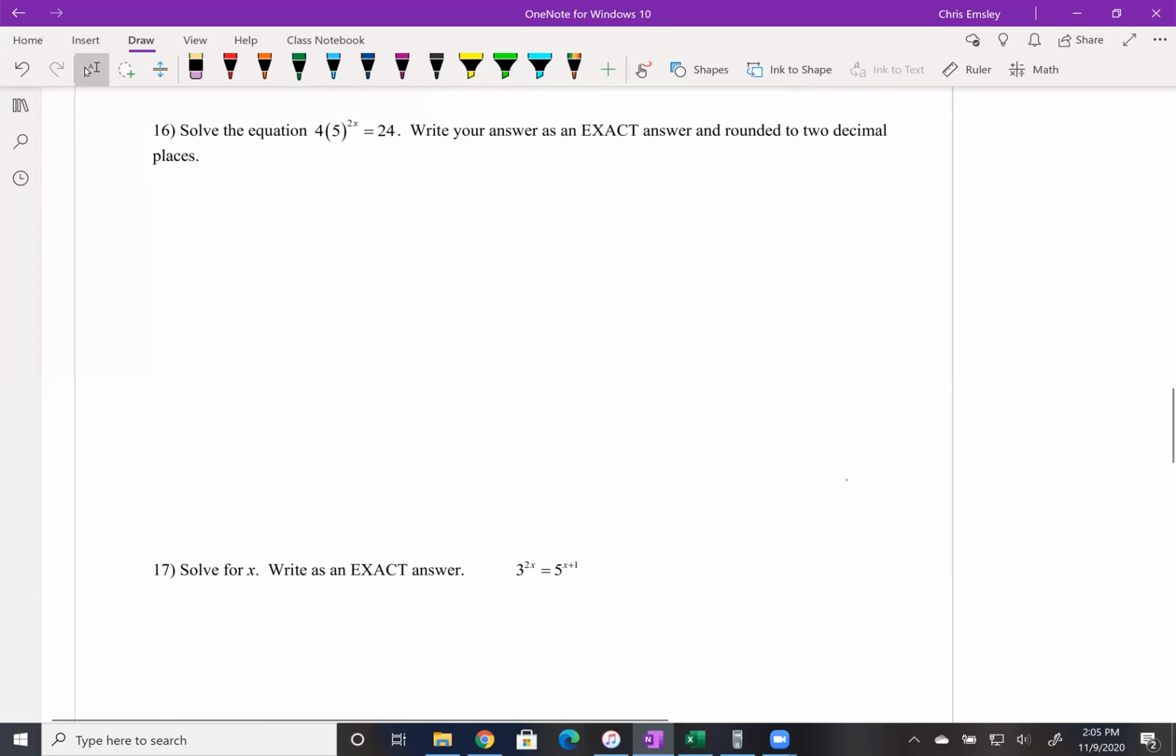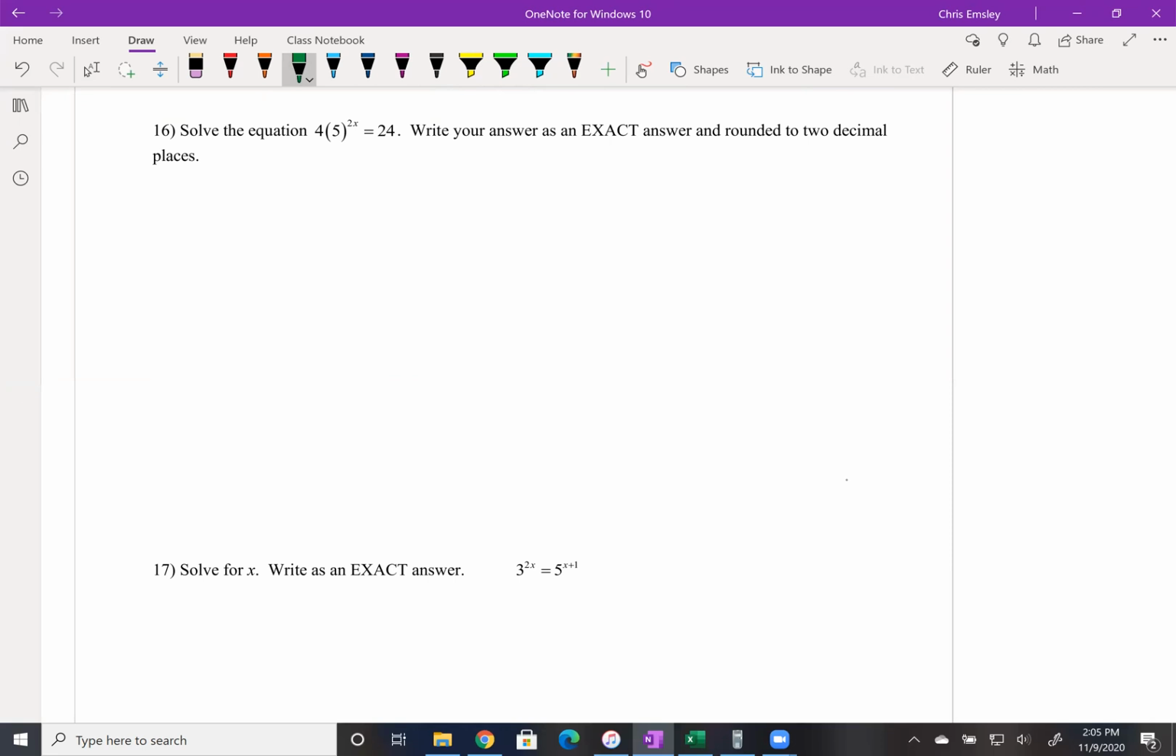Okay, next up, number 16. Solve the equation, and we have a nice little exponential equation there. They want us to write our answer as an exact answer and round it to 2 decimal places. So we'll be giving our answer in 2 forms.